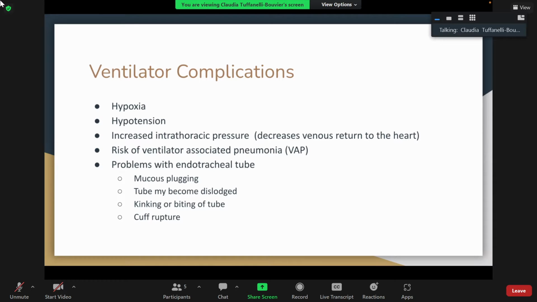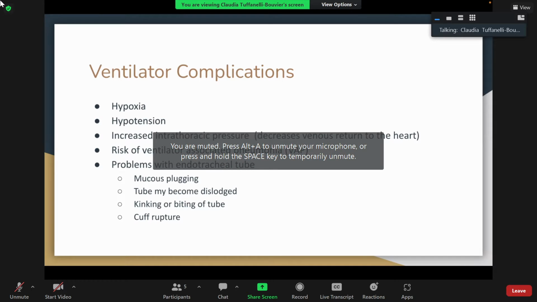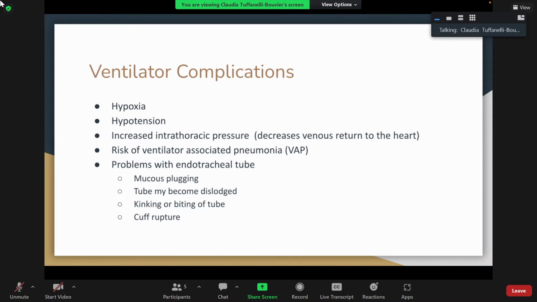The tube can become dislodged, so that tube can come out. It can kink if the person is biting the tube, or sometimes during positioning. I've seen it kink on the side of the mouth, and there are various reasons it will kink. And then the cuff can rupture. It's more likely to happen during the actual intubation process. But if you inflate the cuff too much, sometimes there's too much pressure in there and it can pop. Or if you have an older endotracheal tube, maybe it's been sitting in your cabinet for a long time, then it might rupture as well.